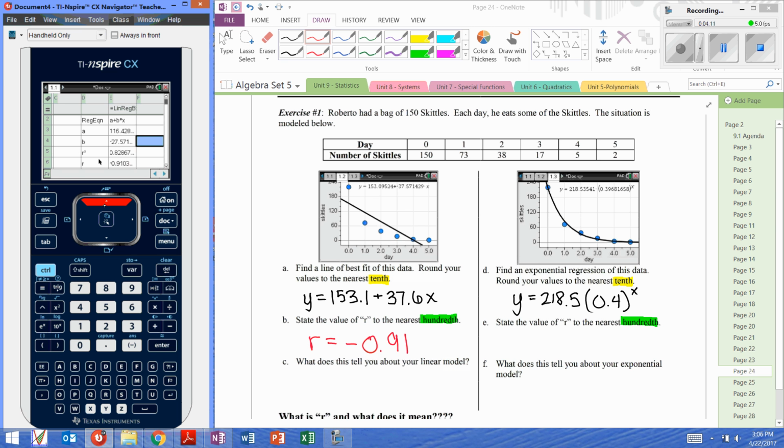I'm going to skip over to F in the equals box again, right here, and I'm going to run now an exponential regression. Same deal, I'm still dealing with days for my x and Skittles as my y.